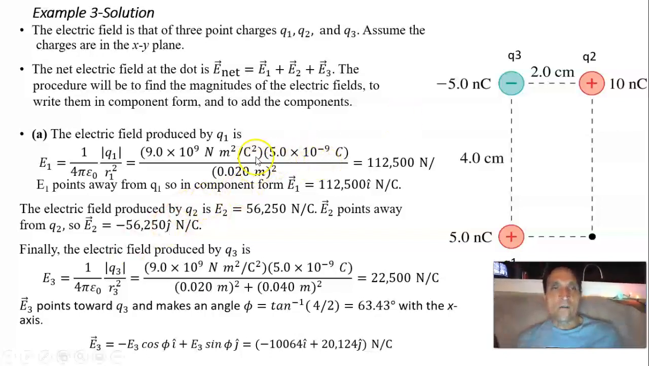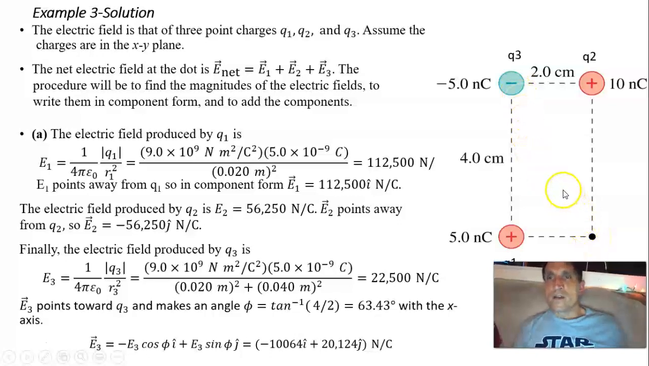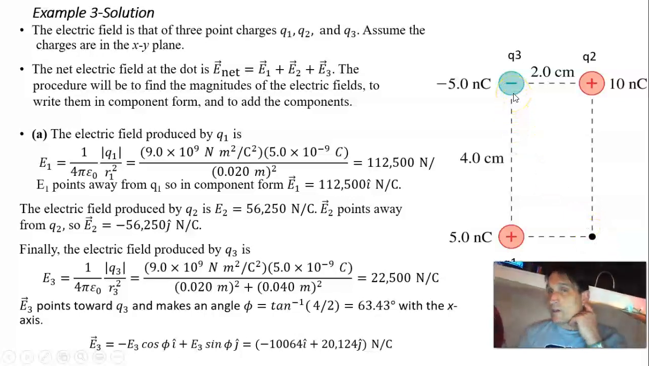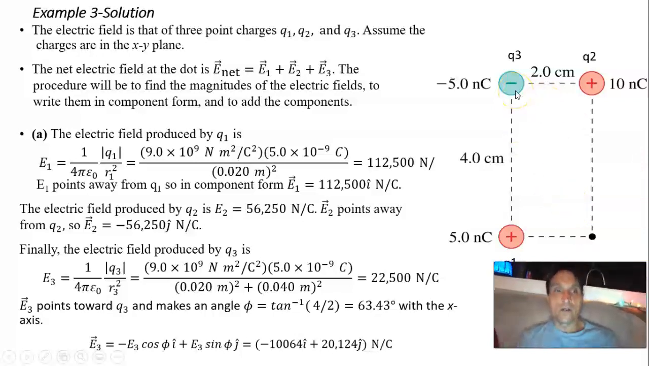Okay, so now we have our vectors E1 and E2. E3 is going to be a little bit more tricky, right, because it's at an angle. Okay, so the electric field will always be along the line coming from Q3 to this point. And in this case, it will be toward Q3 because a positive probe charge placed here would be attracted to Q3. Right? This is negative, probe charge positive. Electric field would be along the line and pointing toward Q3.